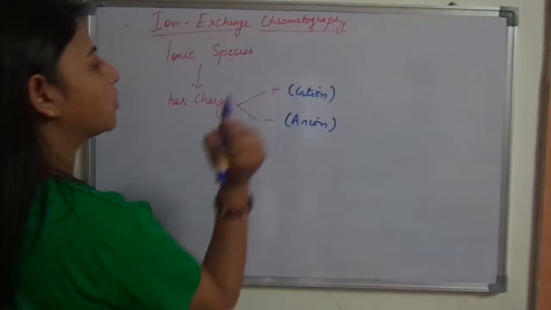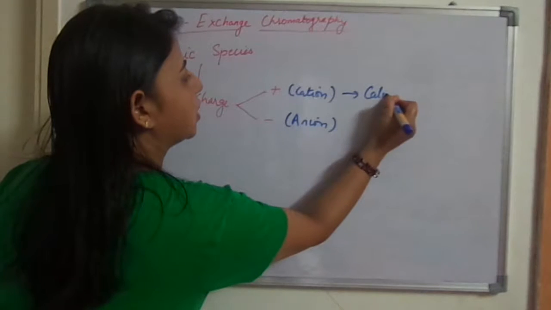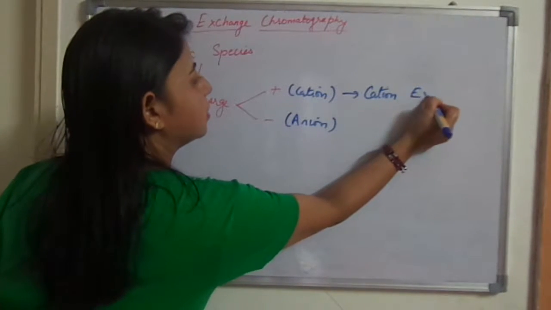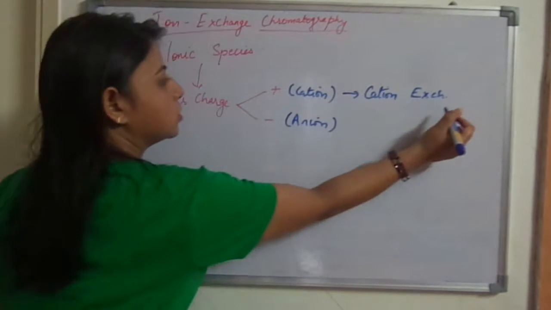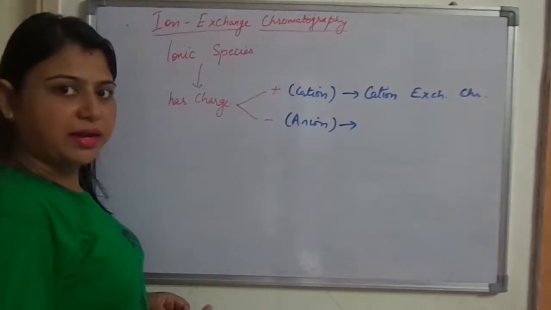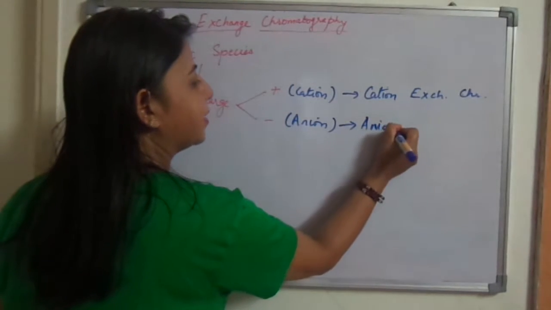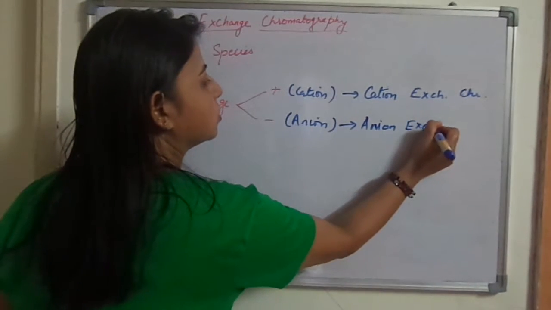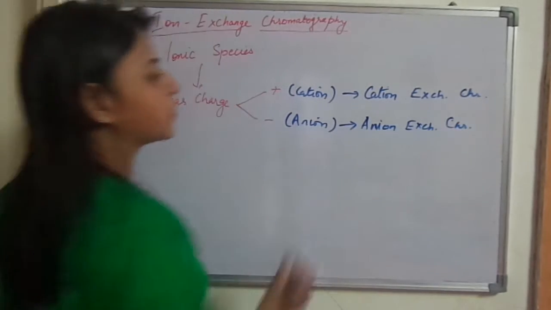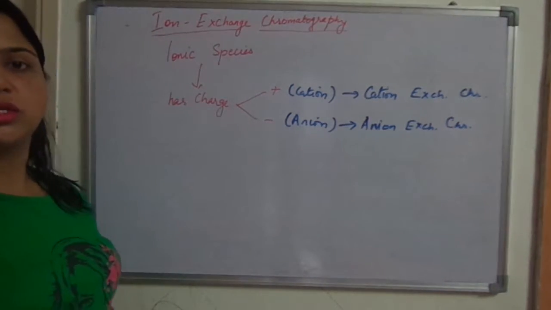For separation of cations through ion exchange chromatography, the technique is known as cation exchange chromatography. And for separation of anions through ion exchange chromatography, it is known as anion exchange chromatography. Right? Now, this is the basic concept of ion exchange chromatography.